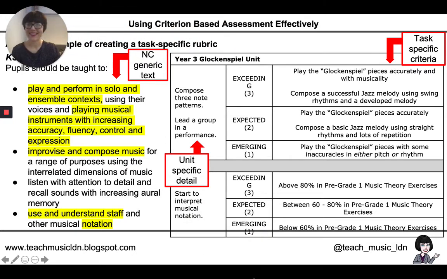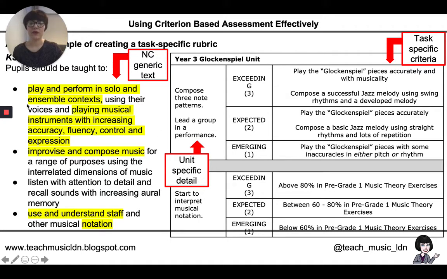Up here. So these four bullet points are the Key Stage 2 bullet points. I've highlighted in yellow the things that this unit targets specifically. So in this case, performance, improvisation, composition, and using staff notation. So that's our generic text.